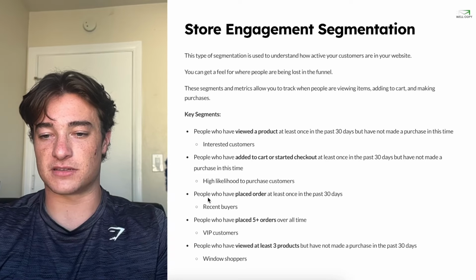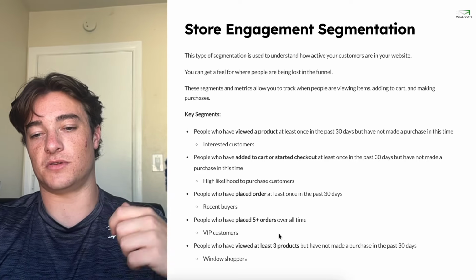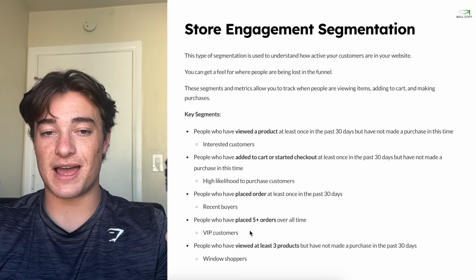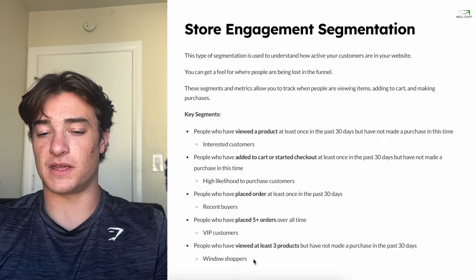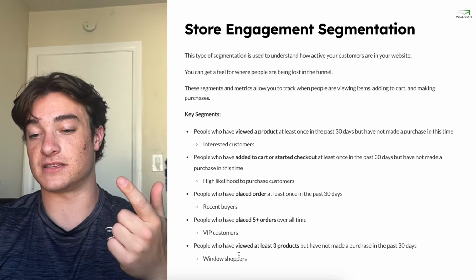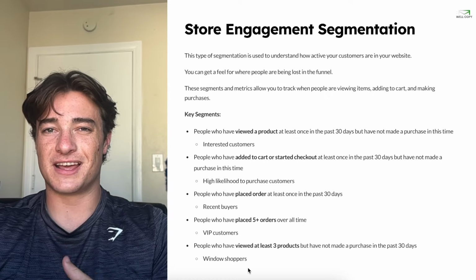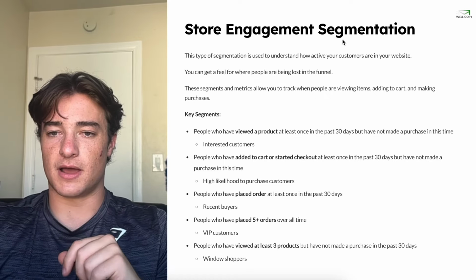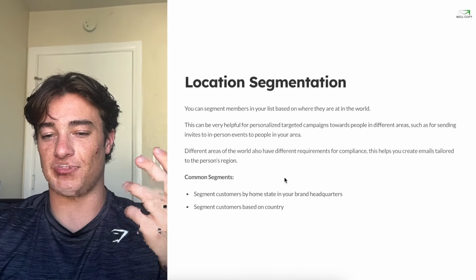You have people who've placed an order, which would be recent buyers. You have people who have placed an order 5+ times over all time. That's VIP customers. And then you could do something even as far as people who have viewed at least 3 products, but haven't made a purchase. It's window shoppers, they're shopping around. So that's store engagement. That's the stuff that you could do for that.